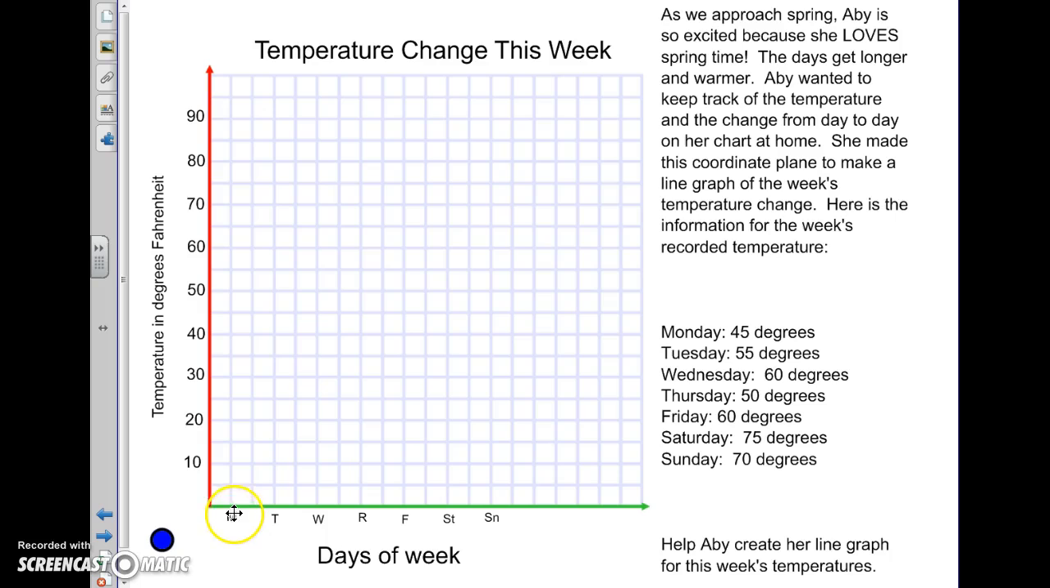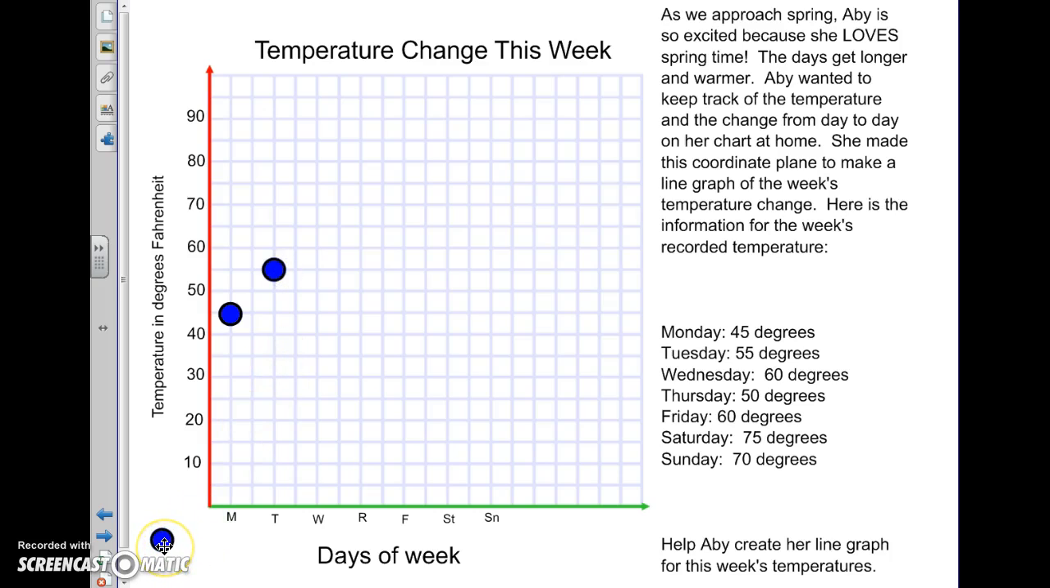To mark that, obviously we're going to go on the x-axis to Monday, and then we're going to go up to where we see 45 degrees. So here's 40, here's 50. Remember, each of these lines is a multiple of 5, so 45 degrees would be right there. Tuesday is 55, so we're going to go to Tuesday. We're going to go up to in between 50 and 60 right here.